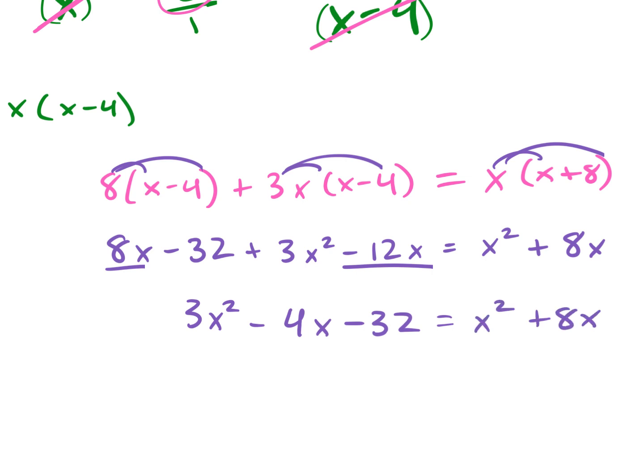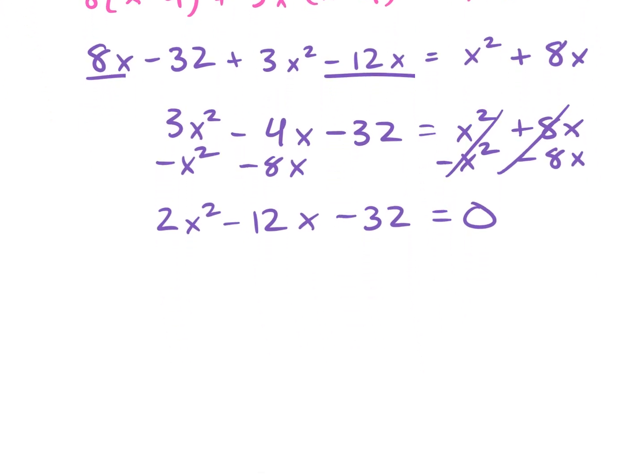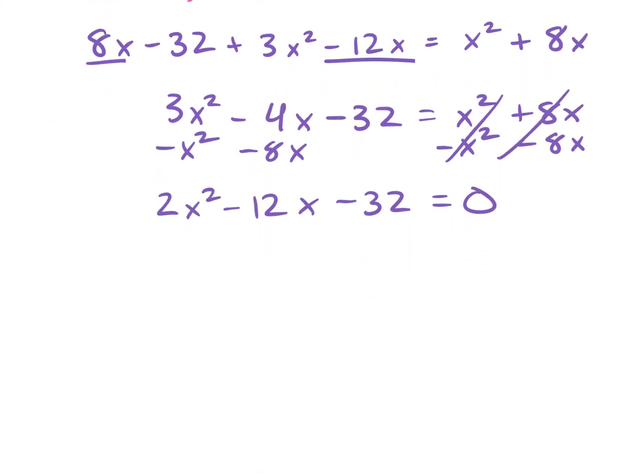What's next? Put them all on one side. We see that we have an x squared and an x. We know that we're going to have to factor. So subtract the x squared and subtract the 8x. So we got 2x squared minus 12x minus 32. What's next?